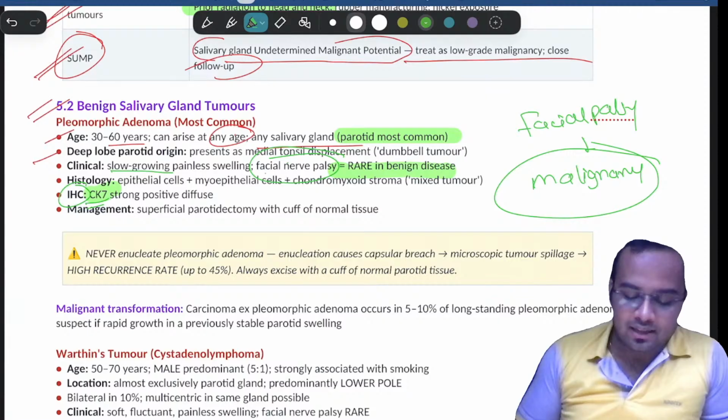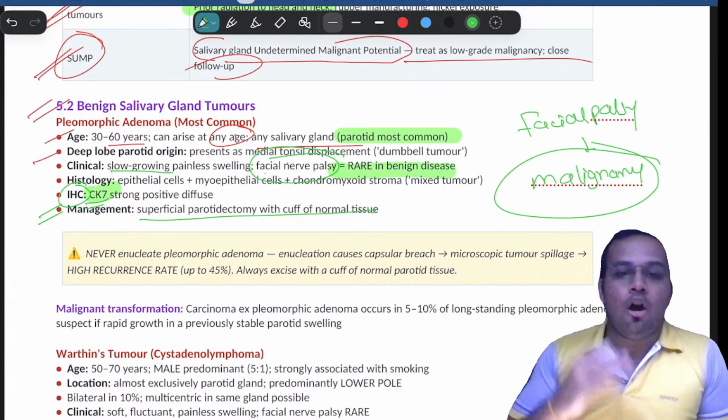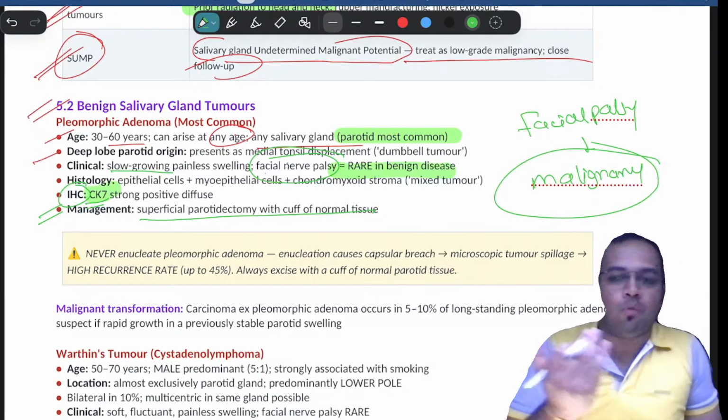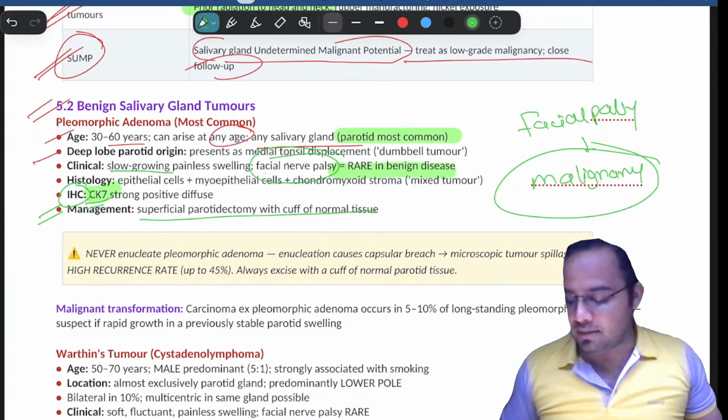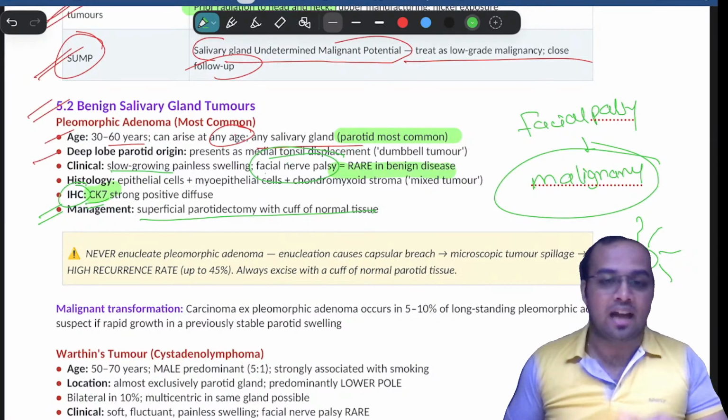So always remember that if it is arising from the superficial part of the gland, you are going to do a superficial parotidectomy. Always remember to take off some cuff of the tissue. Why? Because these tumors are predominantly having some pseudopods. So those pseudopods can remain and the tumor might recur. So there are high chances of recurrence.